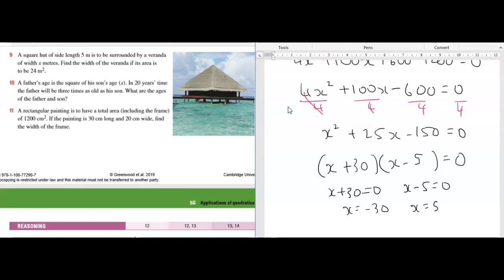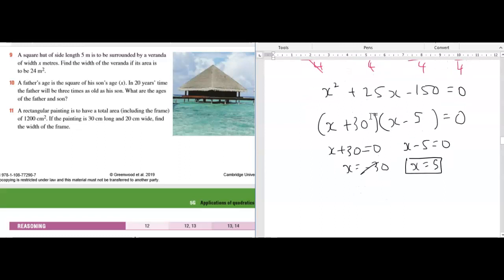So we're doing a painting, so we can't have negative 30 length of your frame. So the width of your frame is 5 centimeters. Okay, so we can just rewrite that as 5 centimeters.